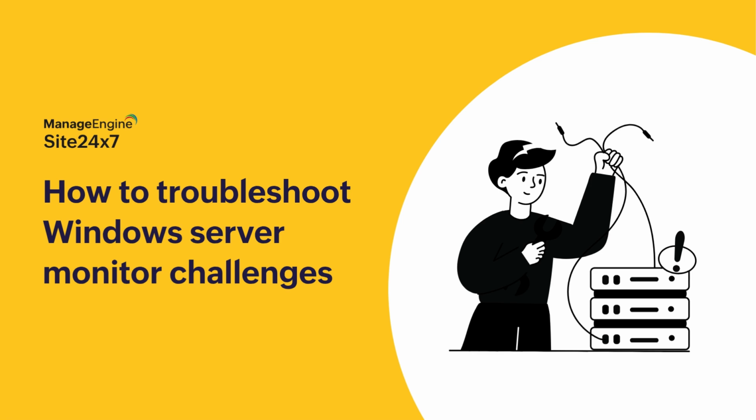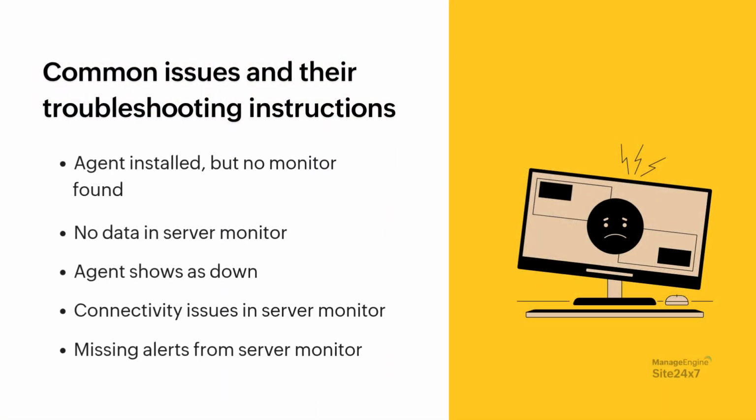In the next few minutes, you'll learn how to resolve common monitoring challenges quickly and effectively. We are about to cover these common issues users face after installing the server monitoring agent. First, what to do when you've installed the agent but the monitor doesn't show up. Next, we'll look at why your server monitor might not be displaying any data. We'll also dive into causes behind the agent is down status and what it means when your server monitor reports connectivity issues. And finally, we'll explore why alerts might not be reaching you, even if your server is down.